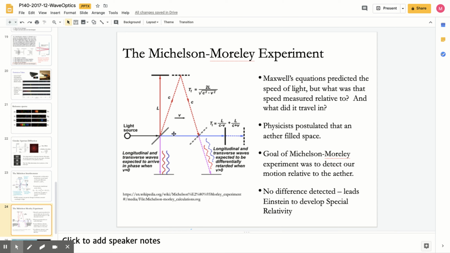If the Earth is moving, then in one of these arms I should see a difference. I should be able to detect that using this interferometer by comparing the two paths of light, one perpendicular to the wind, and one going through the wind. What they found was that there was no difference detected. And so they concluded that there was no ether, and this led Einstein to develop the theory of special relativity.